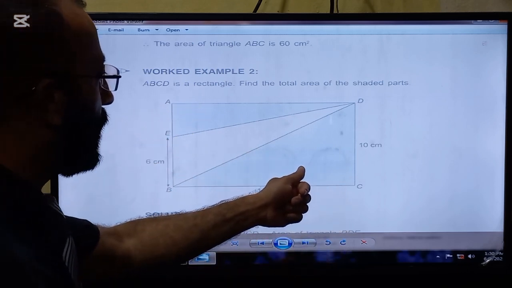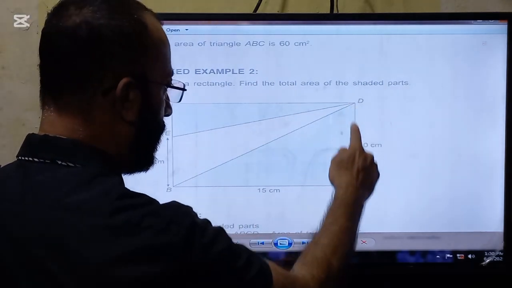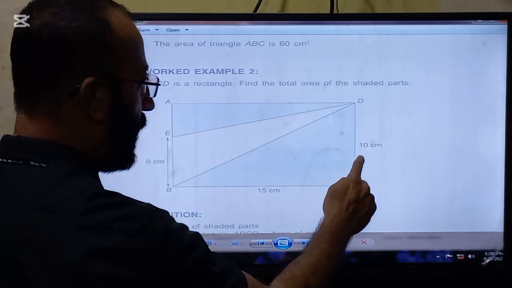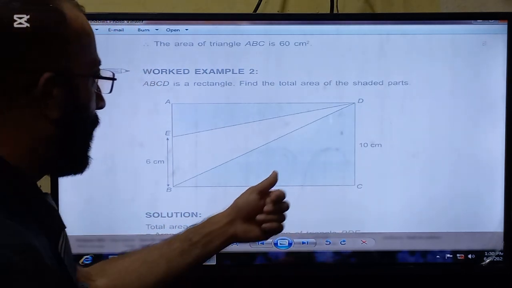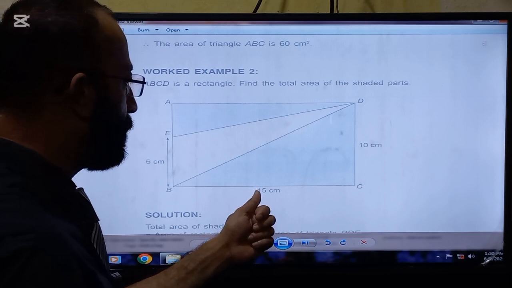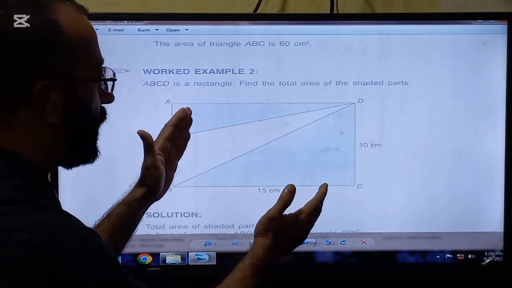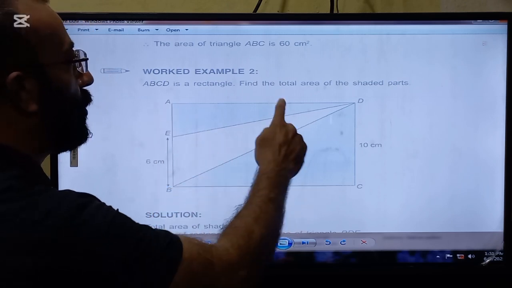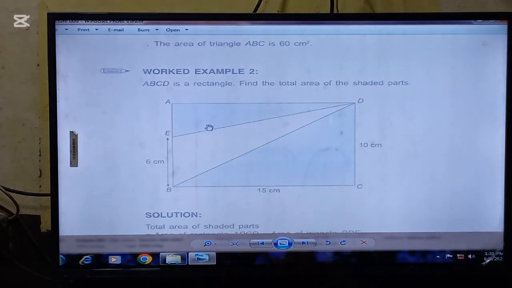Now we are going to find the area of the lower triangle. If this is the base, this will be the perpendicular height. So this is the height. So 10 will be the height and 15 will be the base. The area of this triangle will be 1 by 2 into 15 into 10. So after finding separately the area of these two triangles, we will add them to find the total area of the shaded parts. So look at the solution now.